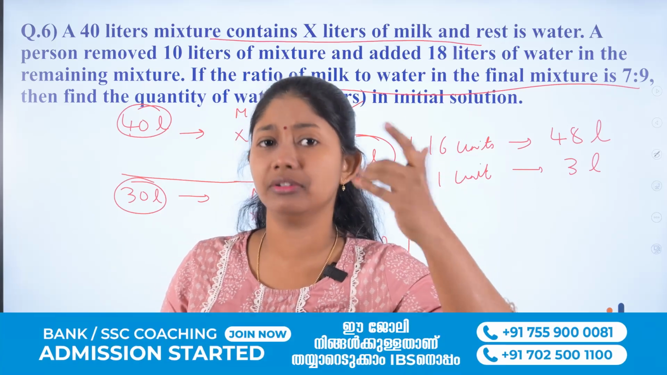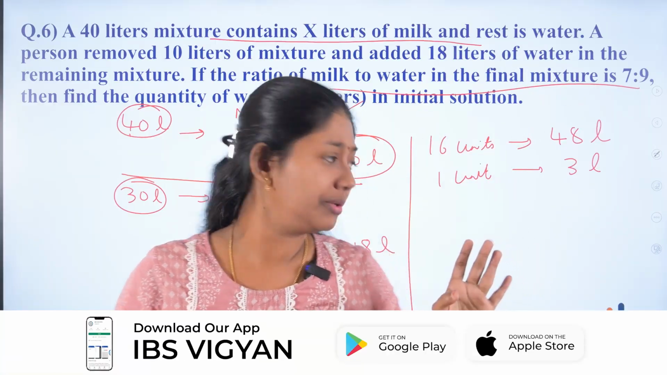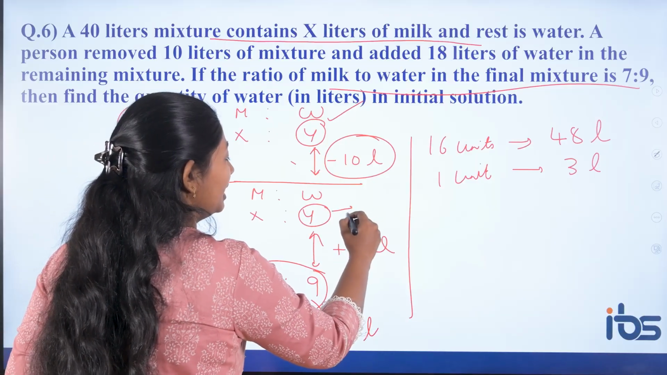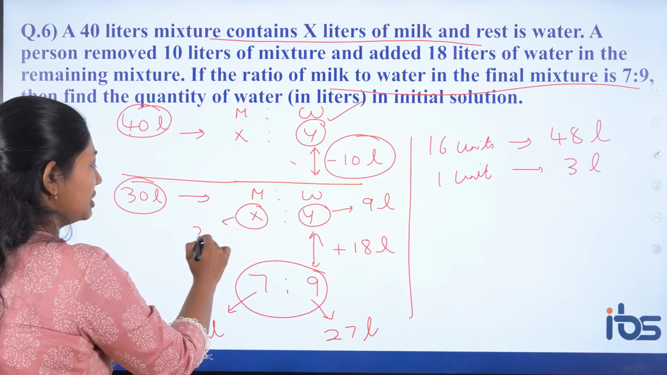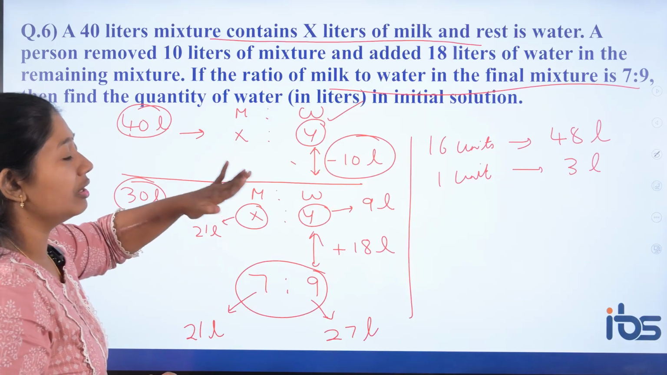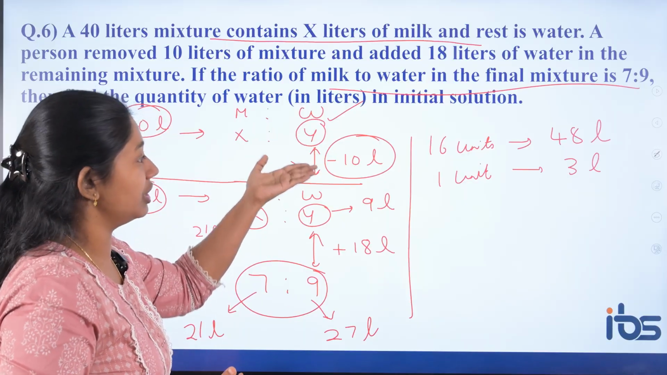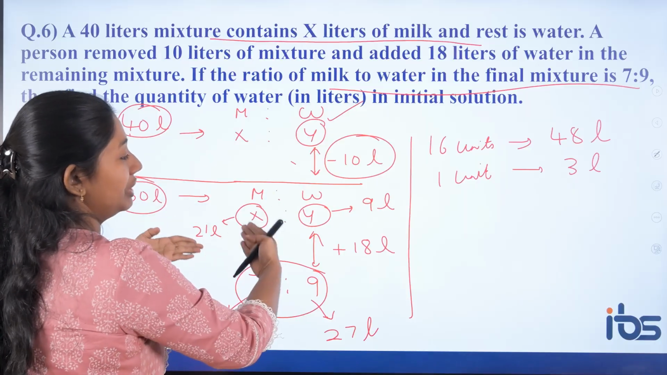So what will be my quantity remaining after removing the 10 liters? 27 minus 18, so this is going to be 9 liters, and here there is no change, so this is going to be 21 liters. So, beautiful concept of mixture. Originally there was one mixture, you have removed 10 liters, so after removing you have got 21 and 9.